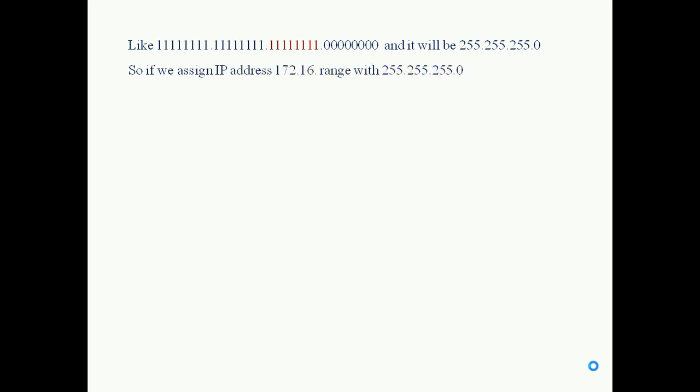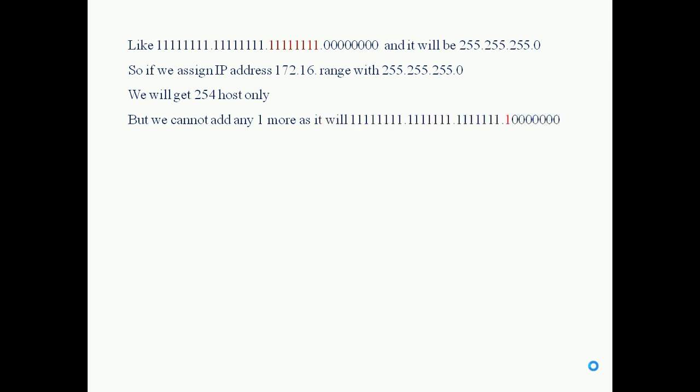So if we assign an IP address of the 172.16 range with subnet mask 255.255.255.0, we will get 254 hosts only, but we cannot add any more 1s in the subnet mask because the number of zeros in your subnet mask will be 7, and 2 to the power 7 minus 2 will be 126. That will not be 200. So we cannot get our required 200 hosts from this subnet mask. So we will use 255.255.254.0.